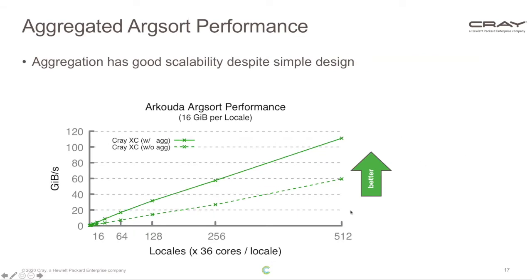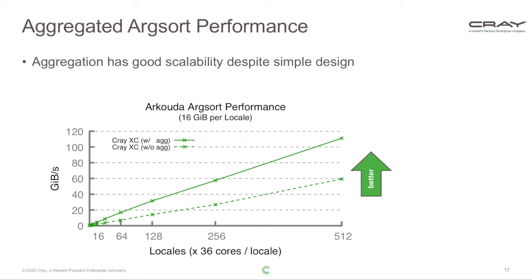So this is looking at 512 node performance on an XC, and we see that we have about a 1.8x improvement, switching from not aggregating to aggregating. So good scalability despite its simple design. And so that's the performance that we see on our CS and XC.